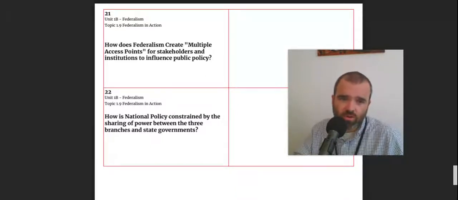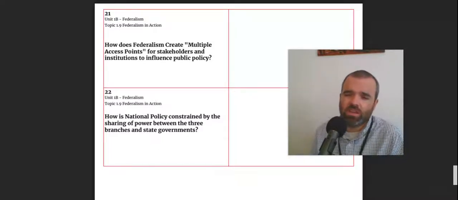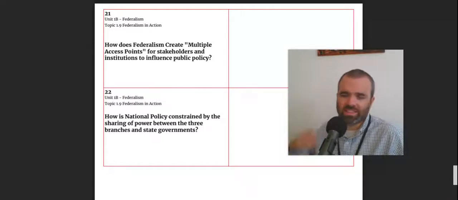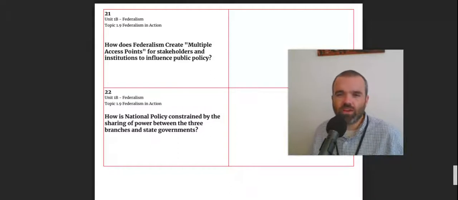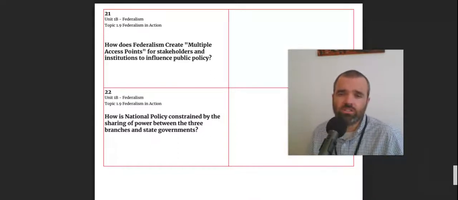And then the final flashcard is another broad philosophical conversation we've been having throughout the unit. How is national policy constrained by the sharing of power between the three branches and state governments? Congress can't just come along and say, this is what we're going to do, and that's the end of the conversation. First of all, there are checks and balances within it. And then there's also the question of whether the federal government has the authority to do it overall.